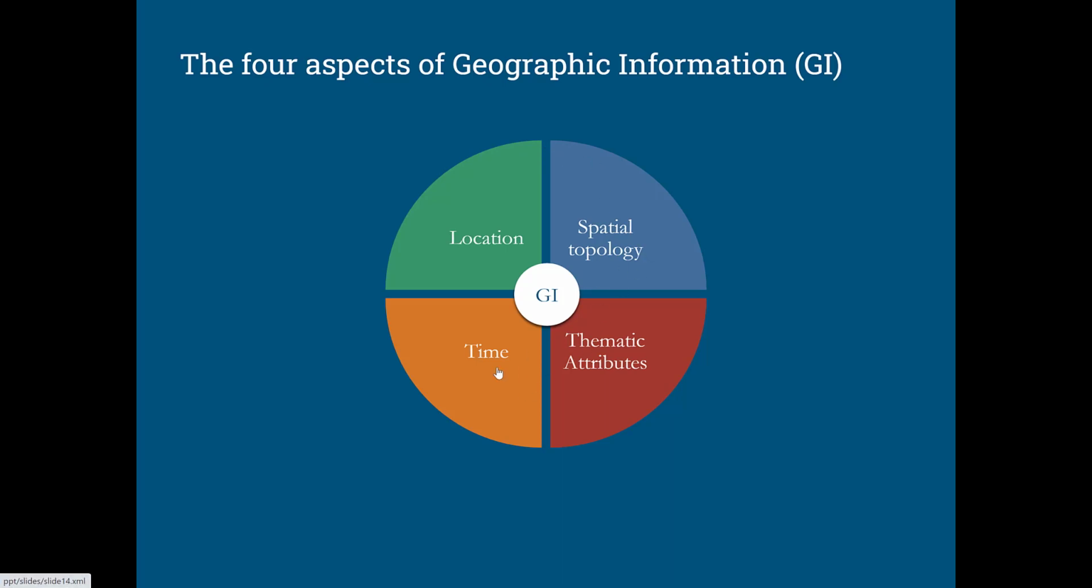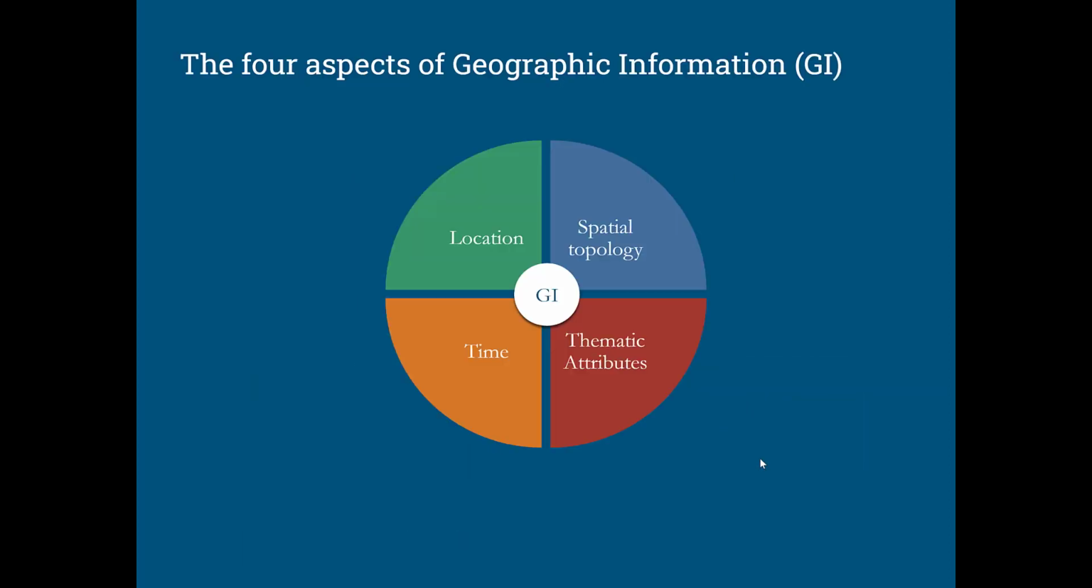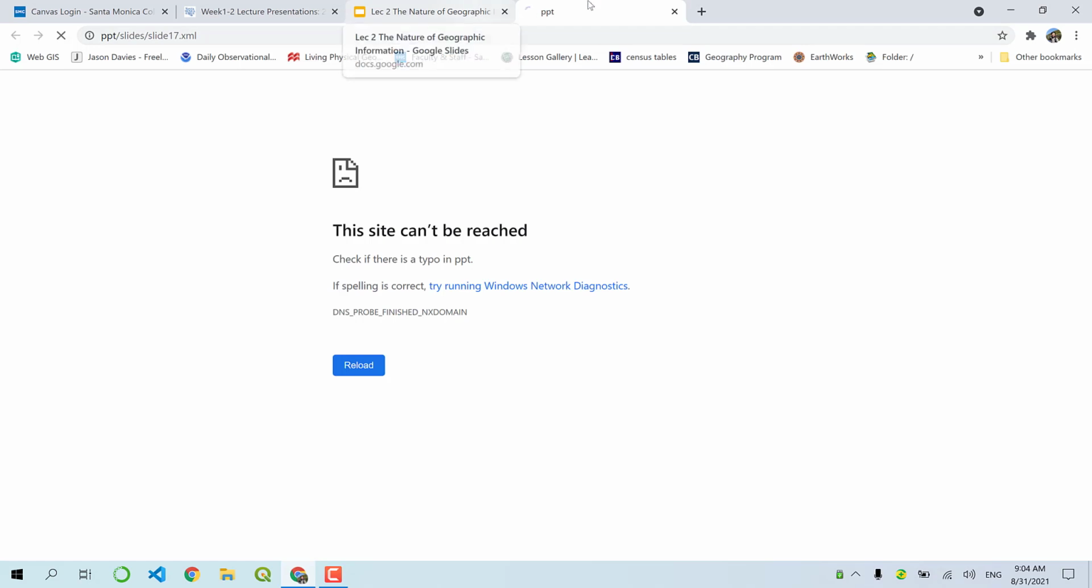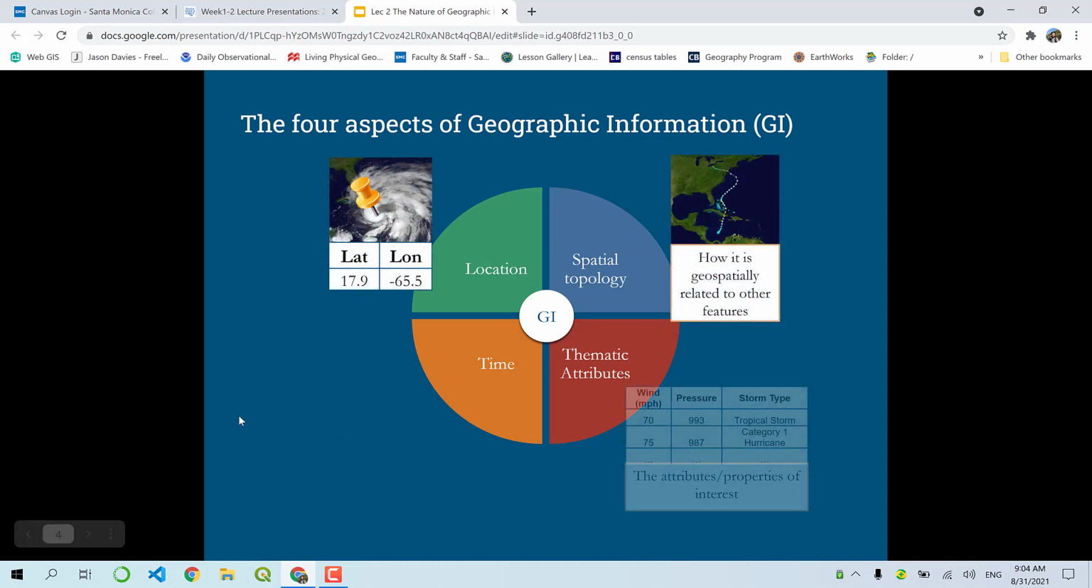As you can see later, when we represent our data in GIS, sometimes if those two are really important, we need to represent them in our data model too. We need to find a way to represent time, how things change over time, and how spatial topology changes over time. Okay, so here are my examples over here.